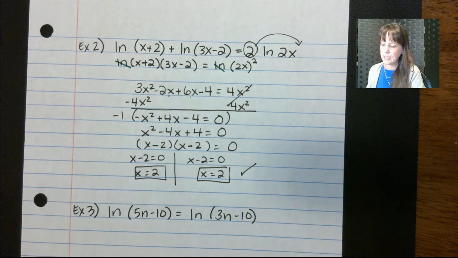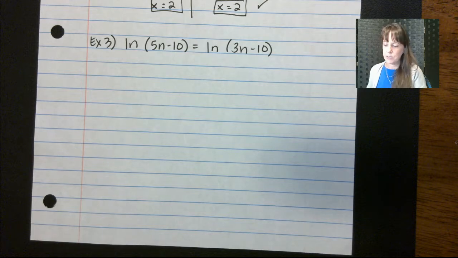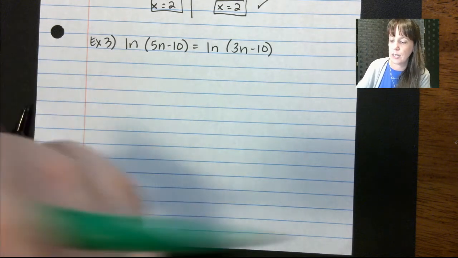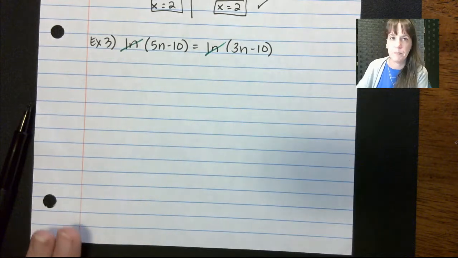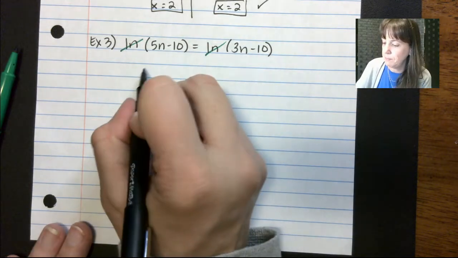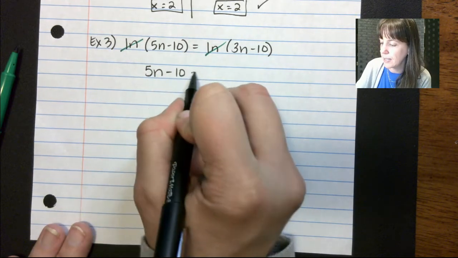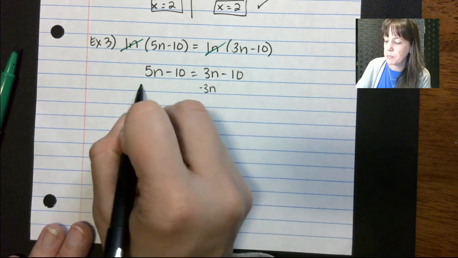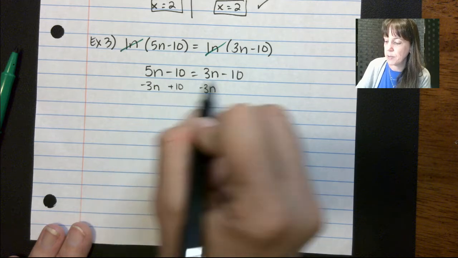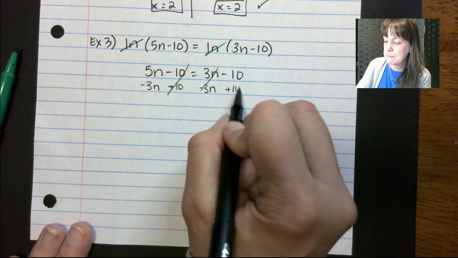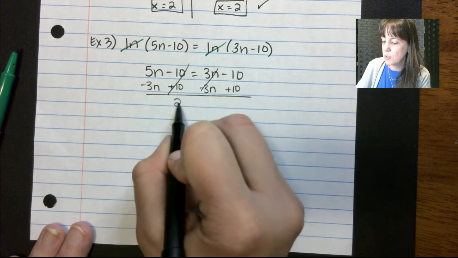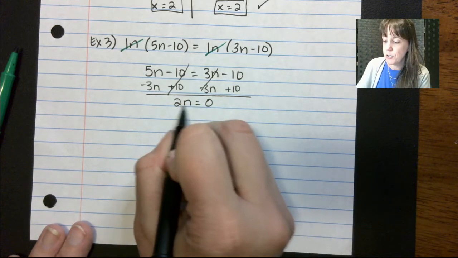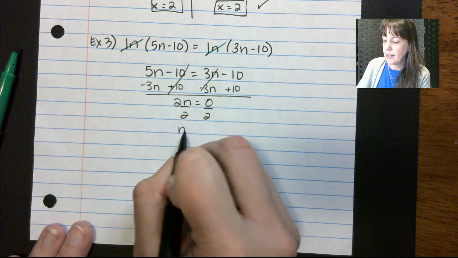All right, let's take a look at our next one. Now remember, when we have exactly one logarithm on each side, you can just cancel them straight out like that. That leaves us with 5n minus 10 equals 3n minus 10. If I subtract 3n from both sides and add 10 to both sides, this gives me 2n equals 0. If I divide both sides by 2, you'll see that I have n equals 0.